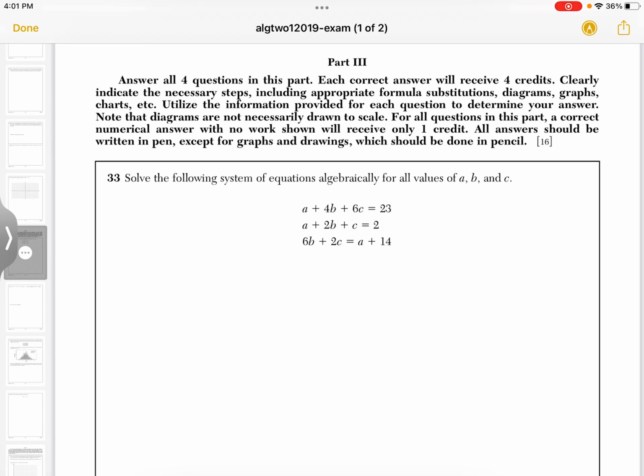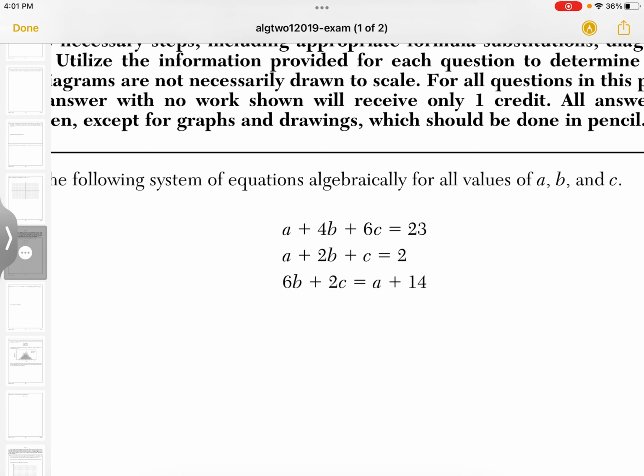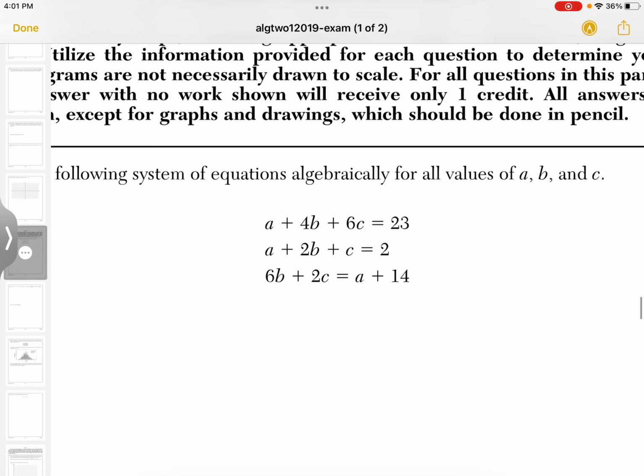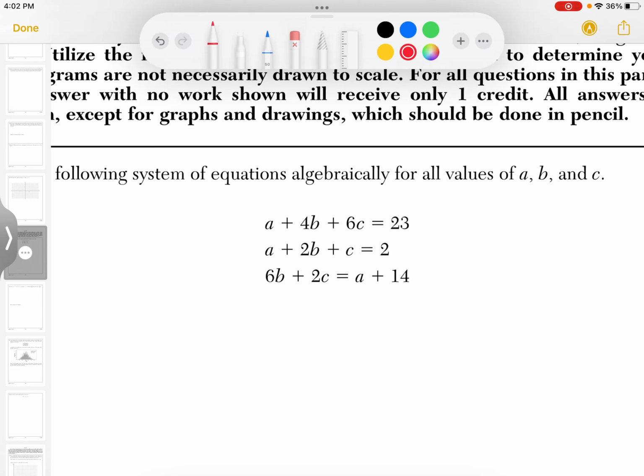So, number 33, starting right off, says to solve the following system of equations algebraically for all values of a, b, and c. So I have a 3x3 system here, and what you want to look out for first is that everything is lined up so that you can use elimination. What I mean by lined up is like these first two: A is over A, B is over B, C is over C, equals a number. Everything is lined up, but there's a problem with my third equation.